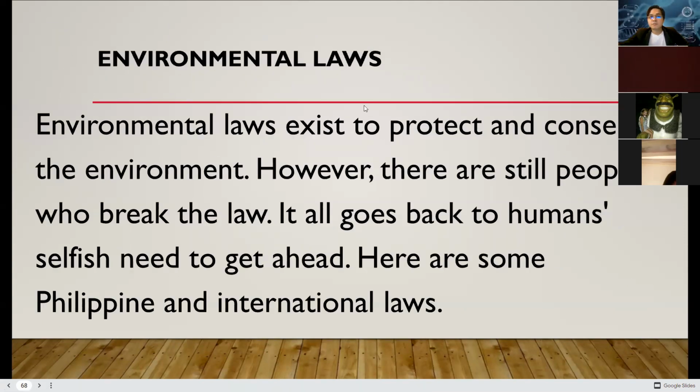Because of these changes in the environment, because of the human activities that cause global warming, we created environmental laws. These environmental laws exist to protect and conserve the environment. However, there are still people who break the law. It all goes back to humans again, selfish need to get ahead. Here are some of the Philippine and international laws that we have in the Philippines, and we also have international regulations.